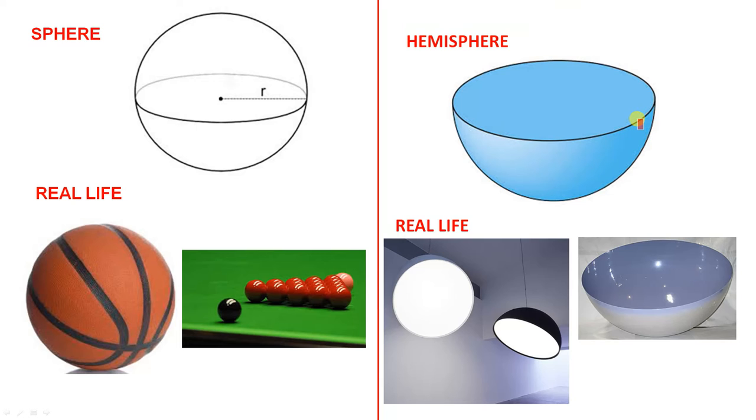The hemisphere is half a sphere, and here are some beautiful lampshades here in the form of a hemisphere. They're very attractive, and also some bowls. They could be for salad or fruit or whatever. So this video has introduced you to some 3D objects, and we've seen some examples in real life.